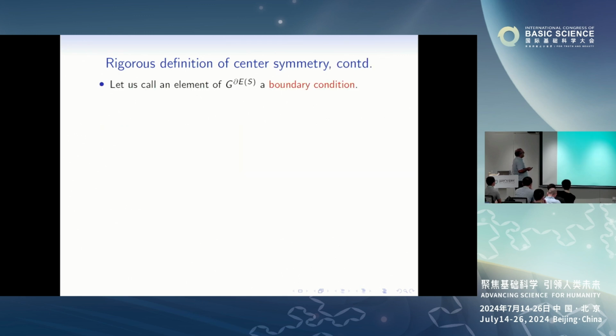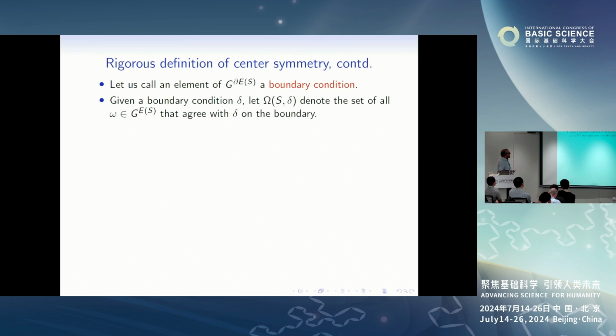Okay, so let's call an element of G to the del E a boundary condition. So a boundary condition of this infinite slab is an assignment of group elements to these boundary edges. So given a boundary condition delta, let S delta denote the set of all omega that agree with this delta on the boundary.